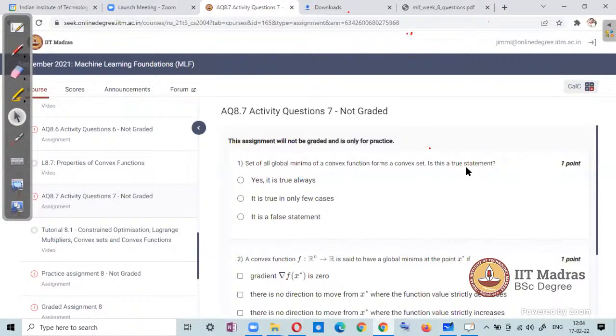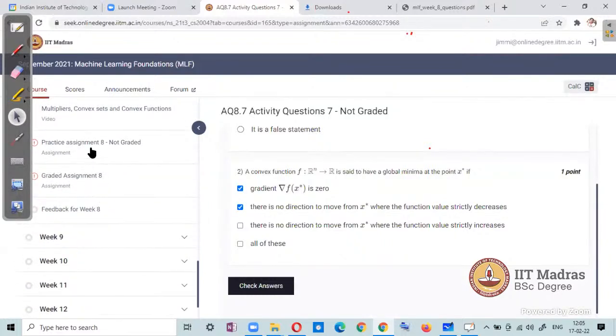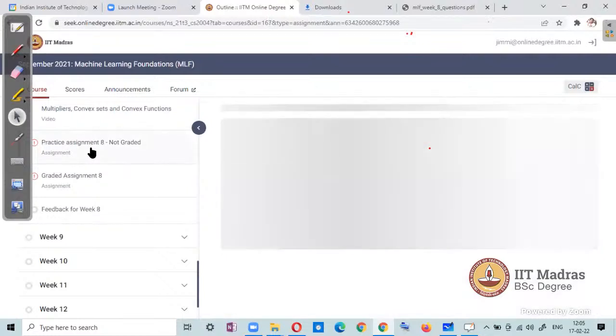Yes, sir. A convex function f from R to R has a global minima at point x star. If the gradient del of f(x star) is 0, there is no direction to move from x star where the function value strictly decreases, and no direction where the function value strictly increases. Which of the following? First and second, sir. Exactly. In the first activity, question 8.1, we saw a similar kind of question, just framed in a different manner. So we can move to chapter practice assignment 8.